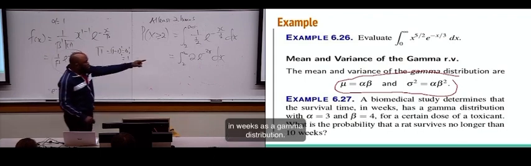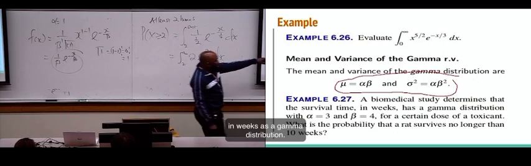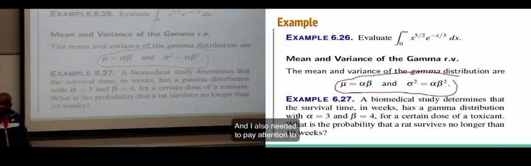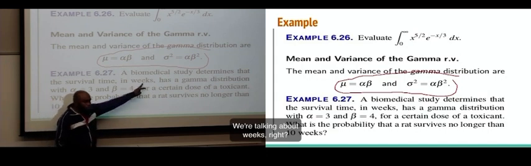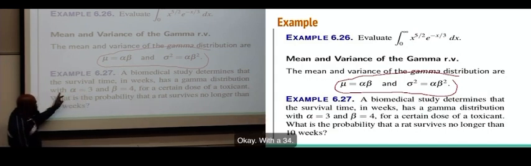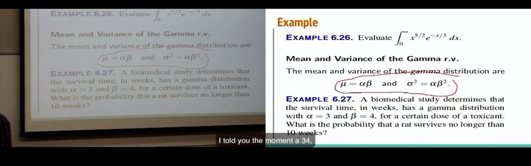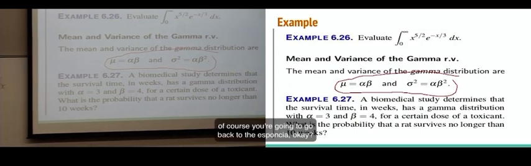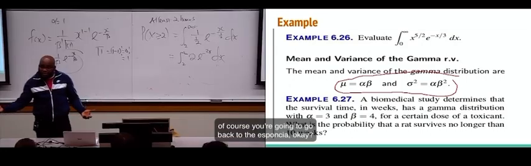So now in weeks, as a gamma distribution, and I also need you to pay attention to the unit of time. Here, we're talking about weeks, right? Okay, with alpha equal to 3, beta equal to 4, I told you. The moment alpha equal to 3, beta equal to 4, this is going to be gamma. When alpha equal to 1, of course, you're going to go back to the exponential.